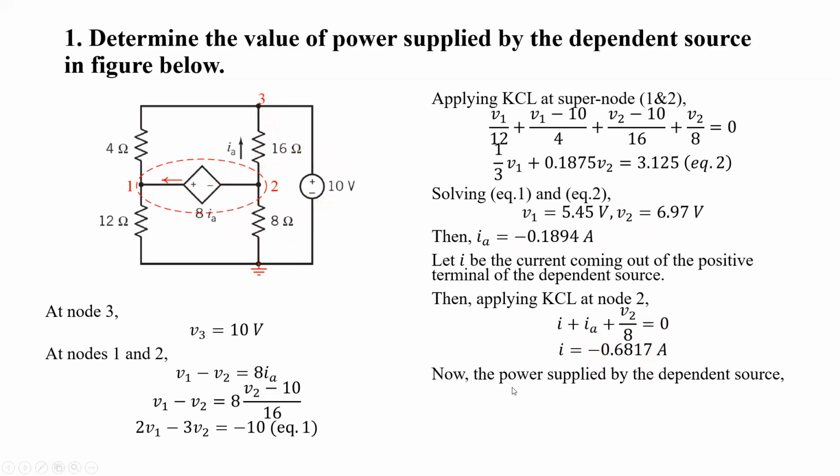Now the power supplied by the dependent source is given by P equals current times voltage. The current coming out of the positive terminal is I, and its voltage is 8IA. So now we got P equals 1.033 watt.